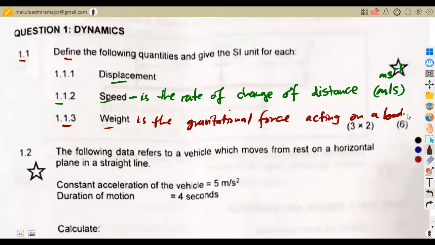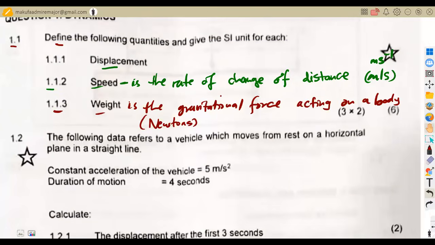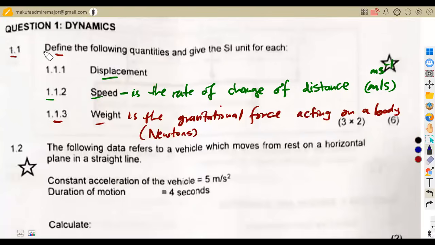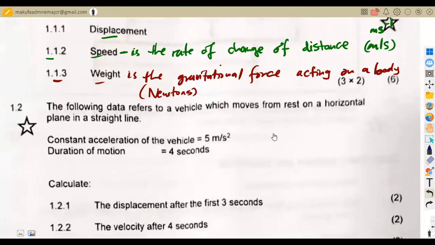Remember, the weight is the product of mass times the gravitational acceleration. This one is measured in newtons. So that is what you're going to have for the first part. You've got 6 marks for that, so make sure that you answer the question properly. Like this part here, they wanted you not just to define, but also to state the SI unit of the given quantity.